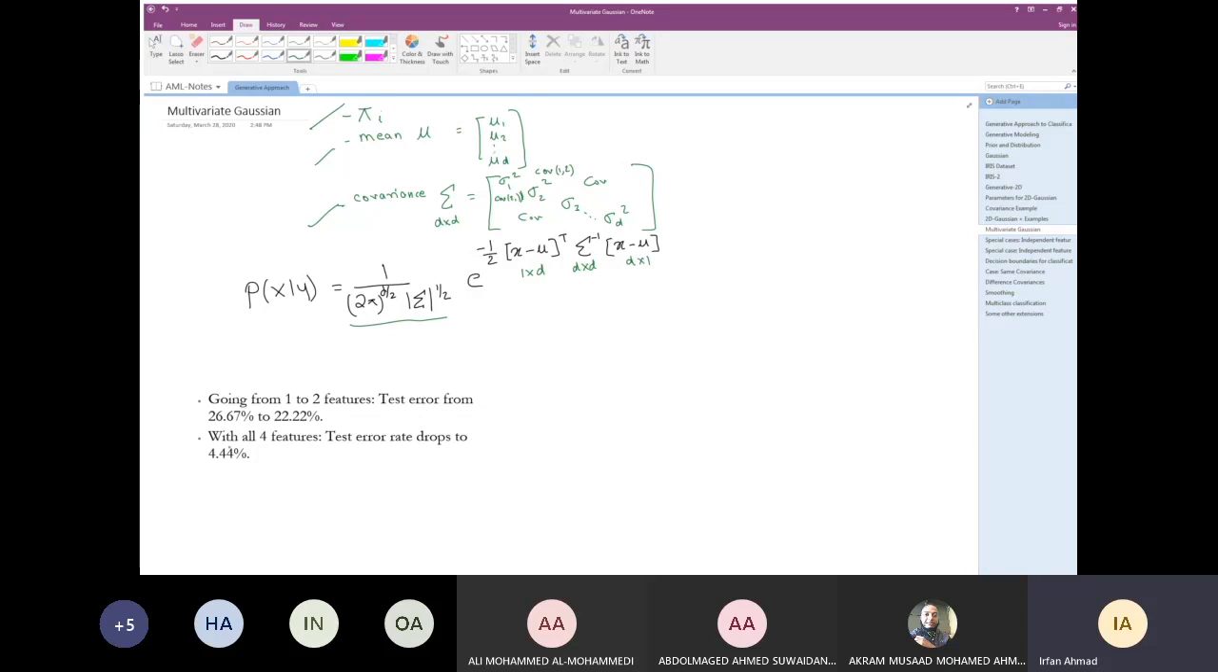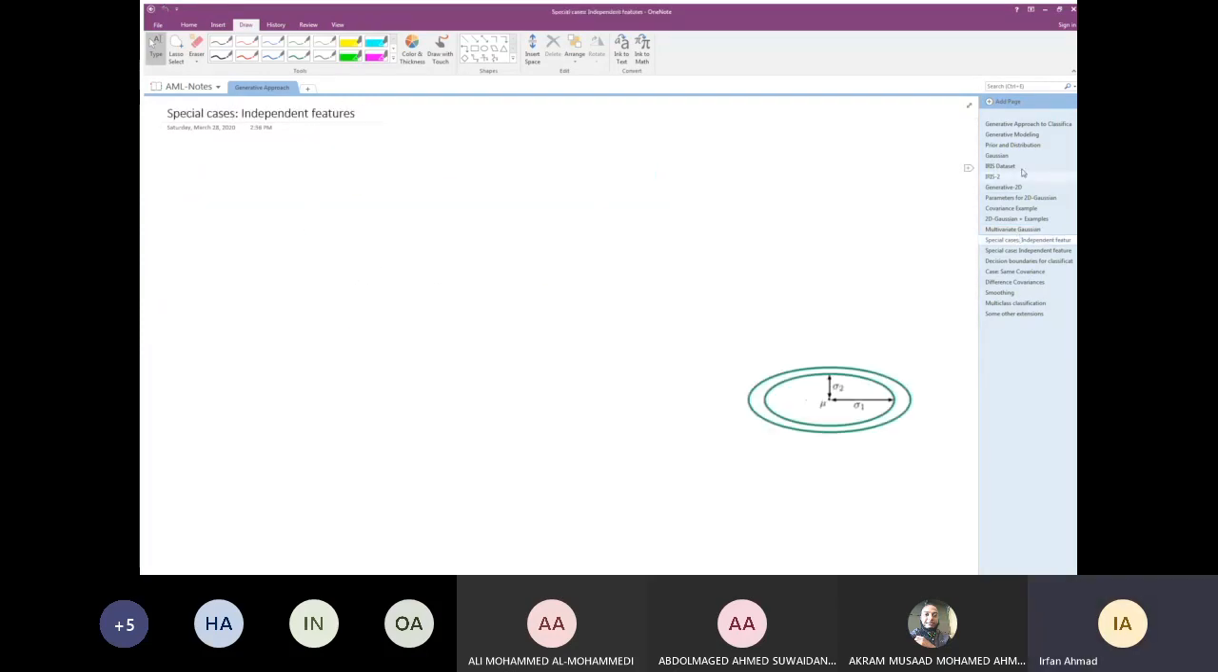So now let's try to understand these multivariate details some more, right? One thing is some special cases. So let's take the first special case. It speaks about the idea: what if you have independent features? What will happen in the general sense if you're using this generative modeling and your features are independent?